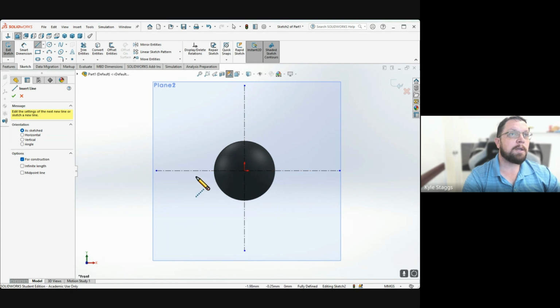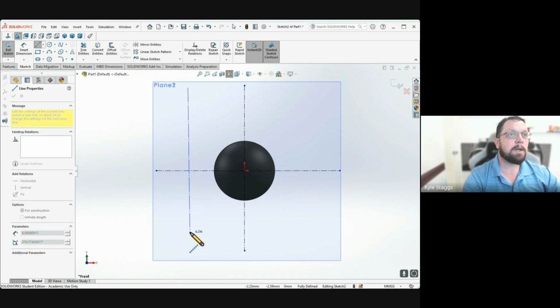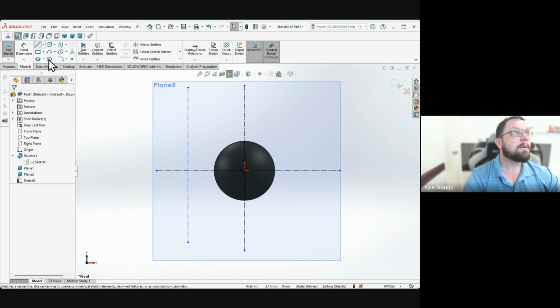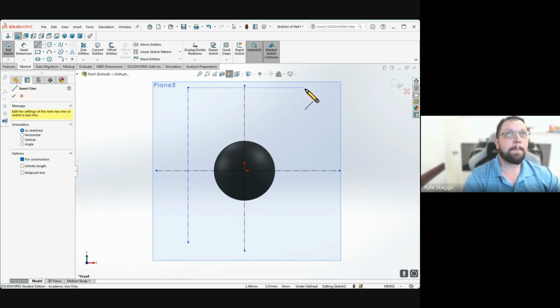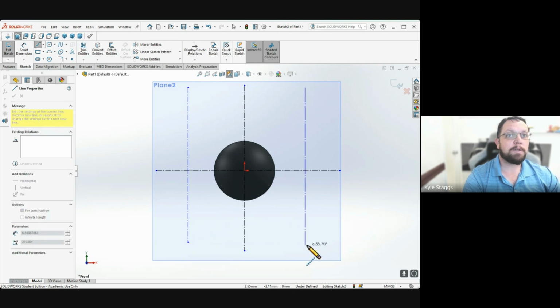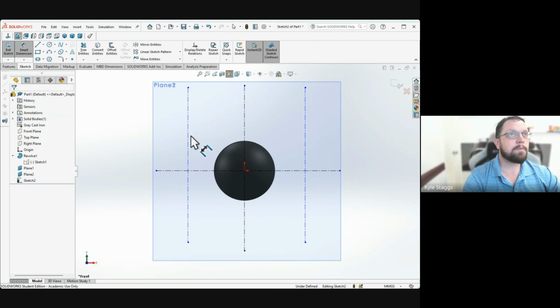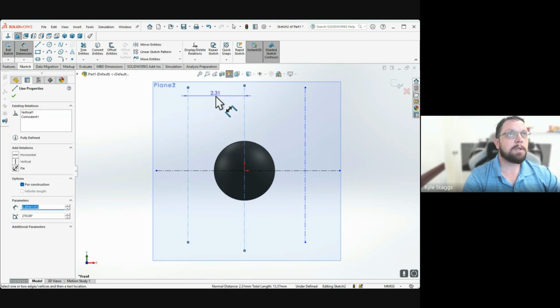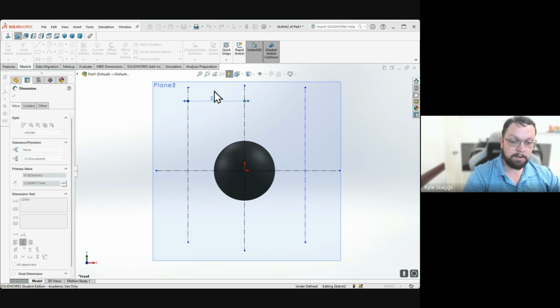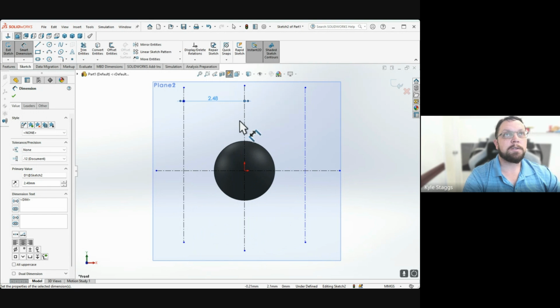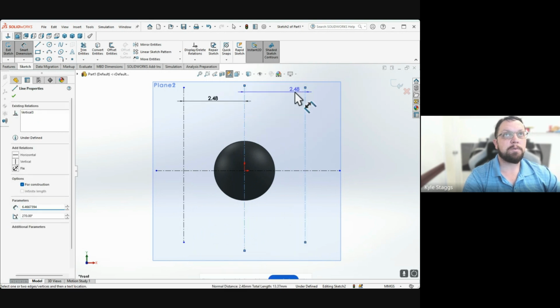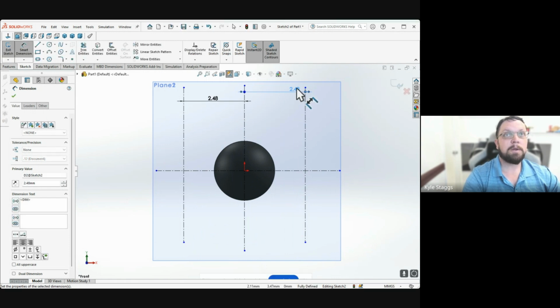These are going to be just out here on the side. And we'll set distances. So the distance between these two needs to be 2.48. The distance between these two needs to be 2.48. Then we're going to need a couple other center lines.